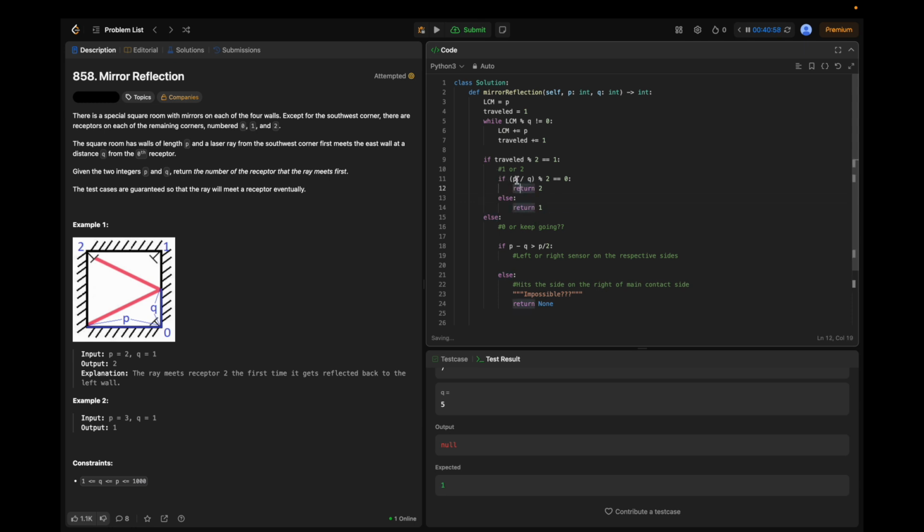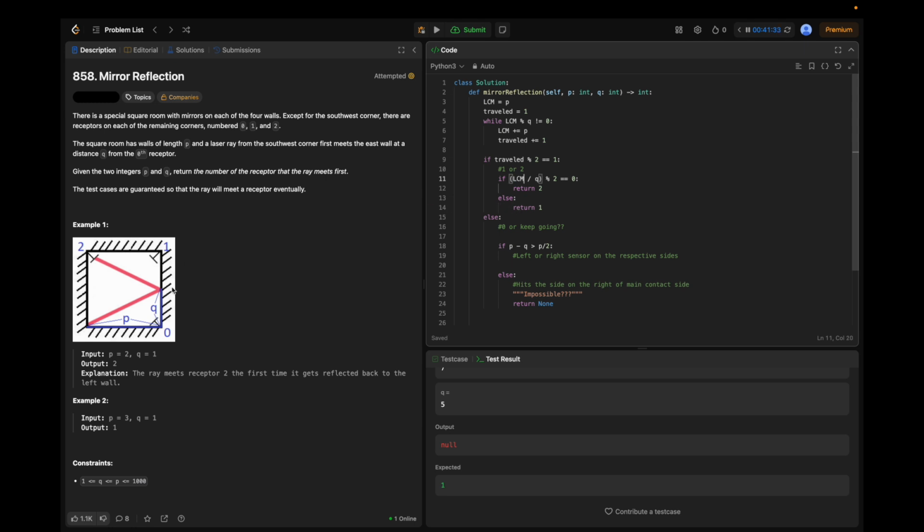So if p divided by q, right, mod 2 is equal to 0. So essentially p divided by q, 7 and 3, that's not gonna be a whole number. This doesn't seem right. What am I looking for? Let's do 6, 3, and 2, because I forgot what I was saying. 1, 2, 3, 2. Oh, I see what you mean. You want to do LCM divided by Q.